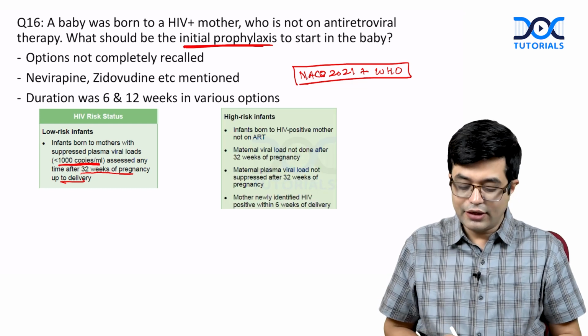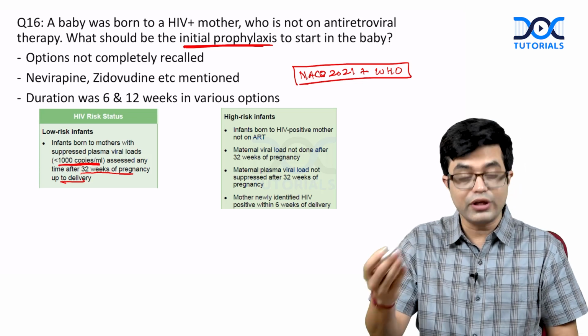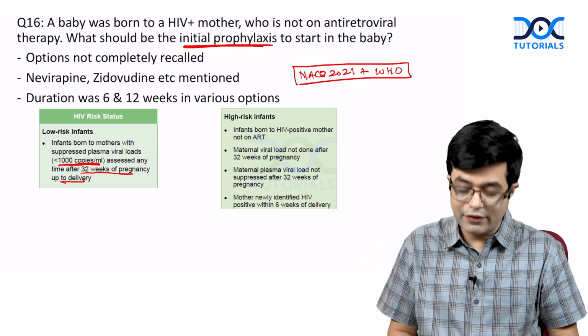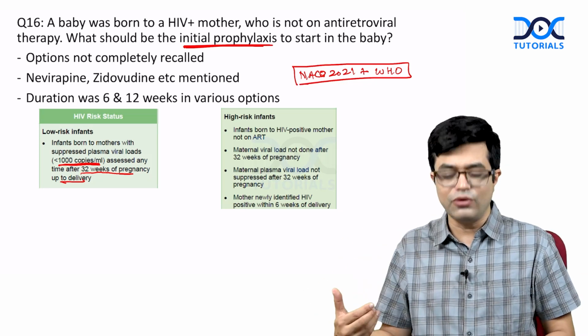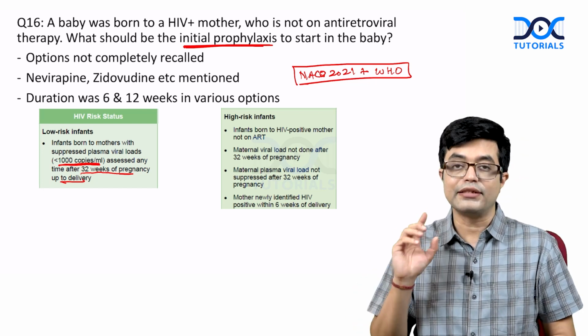On the other hand, what is a high risk infant? Infants born to an HIV positive mother not on ART, or maternal viral load was not done, or maternal viral load was done but it was not suppressed, or the mother has recently been diagnosed within 6 weeks of delivery, right? So these will be called high risk infants.